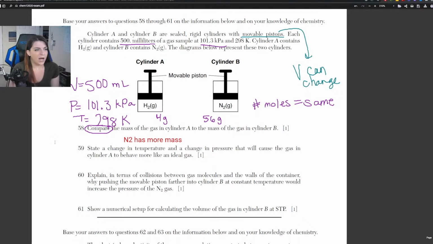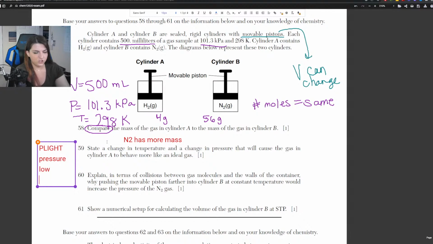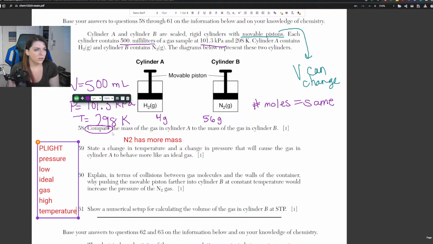Ideal gases follow the acronym PLIGHT. That is where their pressure is low. IG is for ideal gas. And then they would need to be under a high temperature. PLIGHT. Pressure low, ideal gas, high temperature.